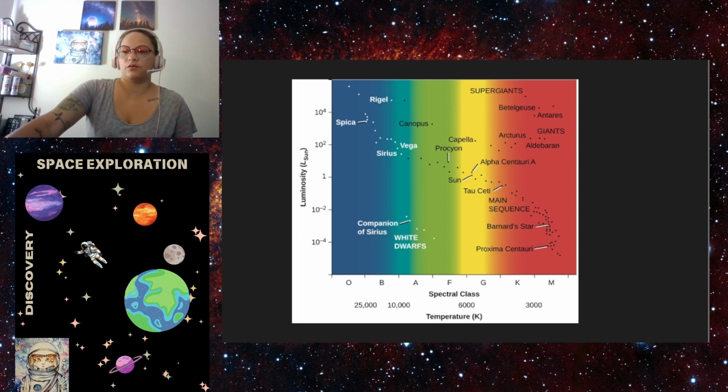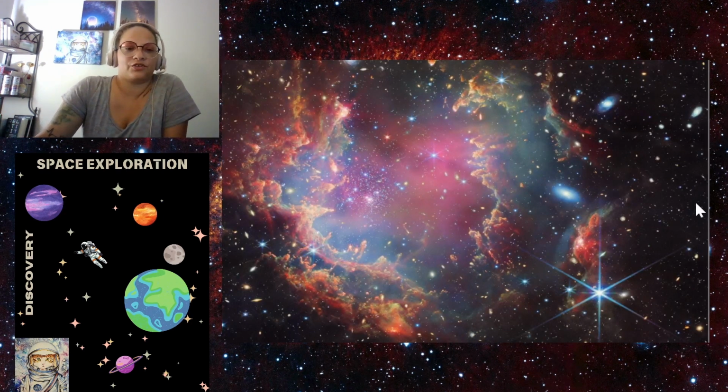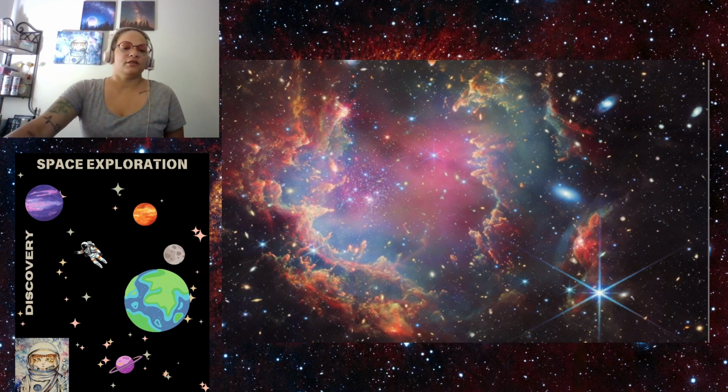That will bring this to a close, but of course I won't leave you empty-handed. Let's look at this beautiful image from my seventh love, besides my kids and my husband and my dog, who's hiding somewhere over here: JWST.